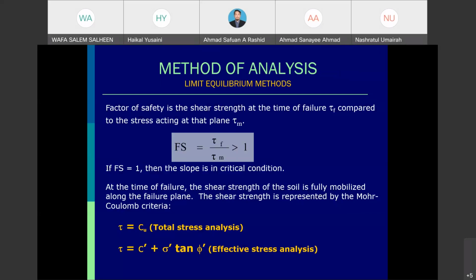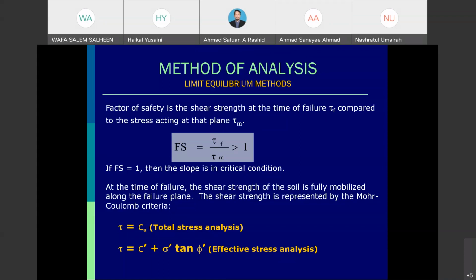Okay. So we continue on the next topic on the method of analysis. As I told previously, because we have the resisting force and also the driving force, we call it the limit equilibrium method.